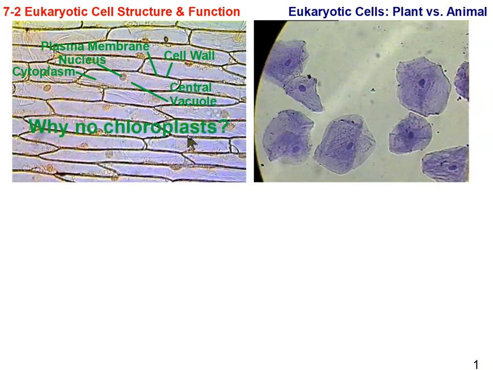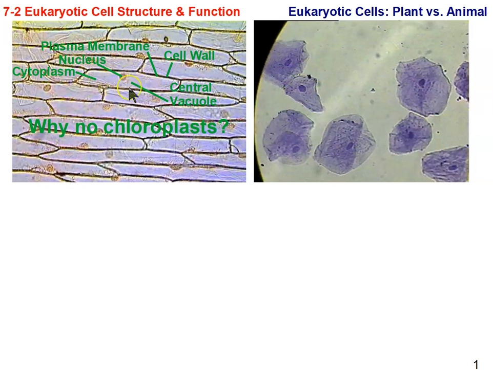Do you see chloroplasts? These cells aren't green. The reason they're not green is because they don't have chloroplasts, which means they don't have chlorophyll, which is the green pigment within chloroplasts that absorbs the sun's energy for photosynthesis. And it's because this is an onion. Onions are underground. These cells are specialized to be part of the onion, which does not photosynthesize.